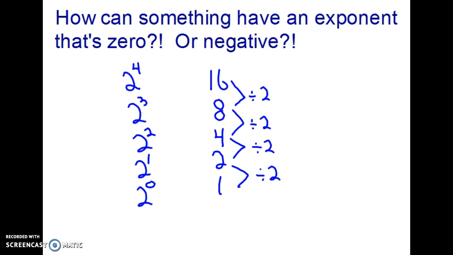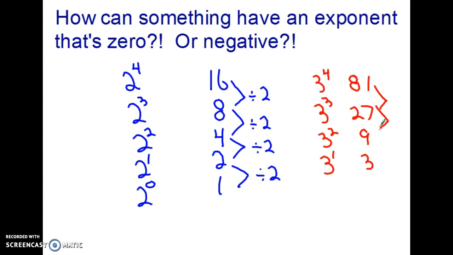Well, if I do the same thing with 3s, 3 to the 4th, that is 81. And 3 to the 3rd, that's 27. And 3 to the 2nd, that's 9. And 3 to the 1st, that's 3. Notice you're dividing by 3 every time now. So next time, divide by 3, you get 1 again. So apparently, any number that you take to the 0 power just means 1.